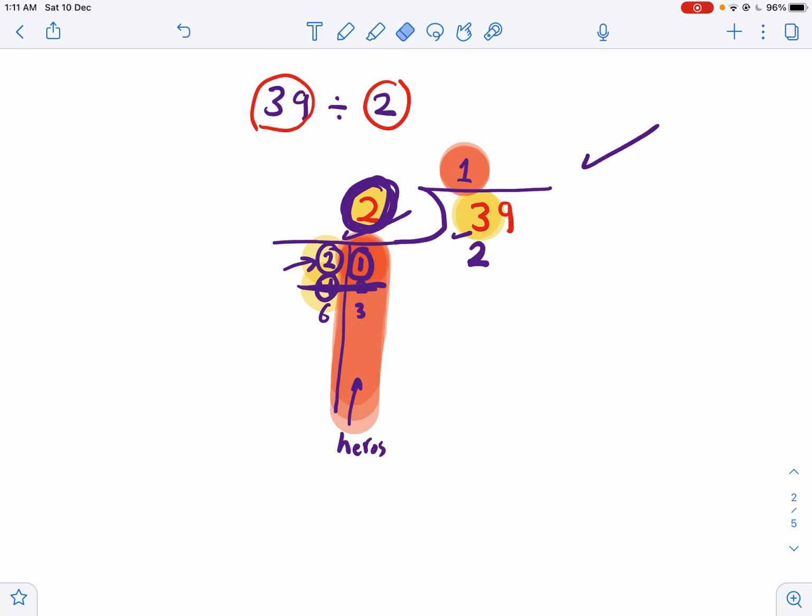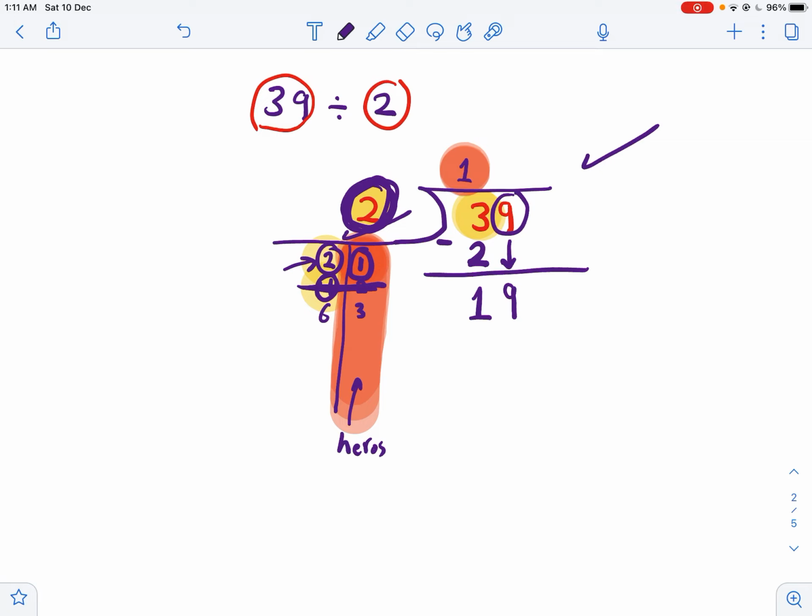Now, what should I do next? I need to subtract. I subtract what? I subtract 3 minus 2. So 3 minus 2 is 1. Then there is still this 9. I didn't use it at all. So what should I do with it? I have to drop it, down here. Bring it down like that.